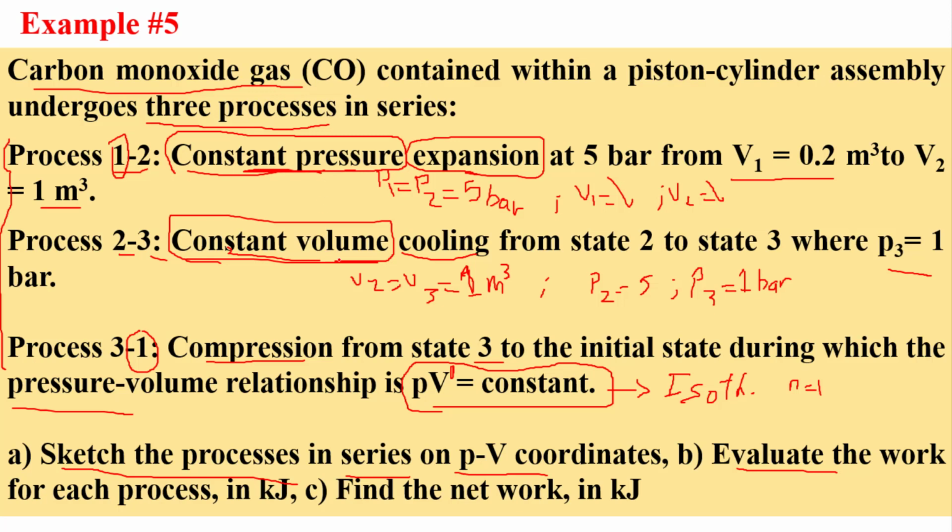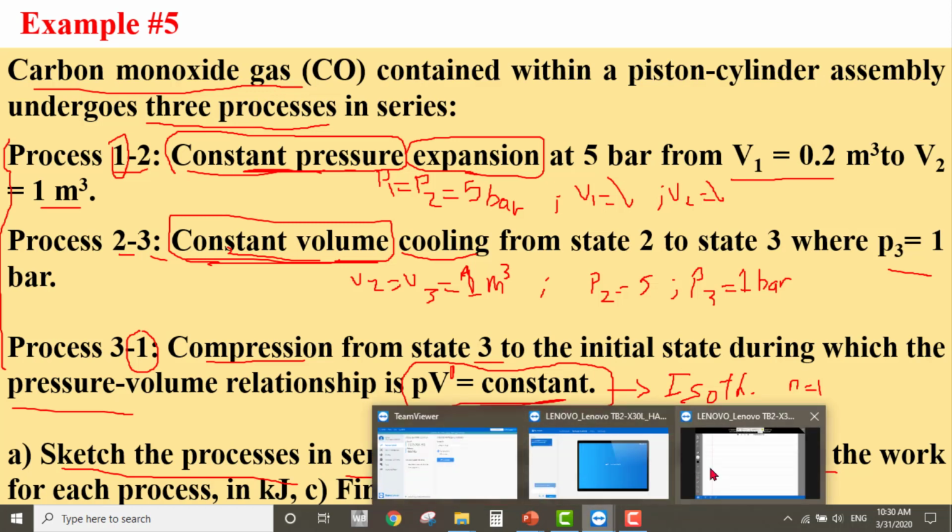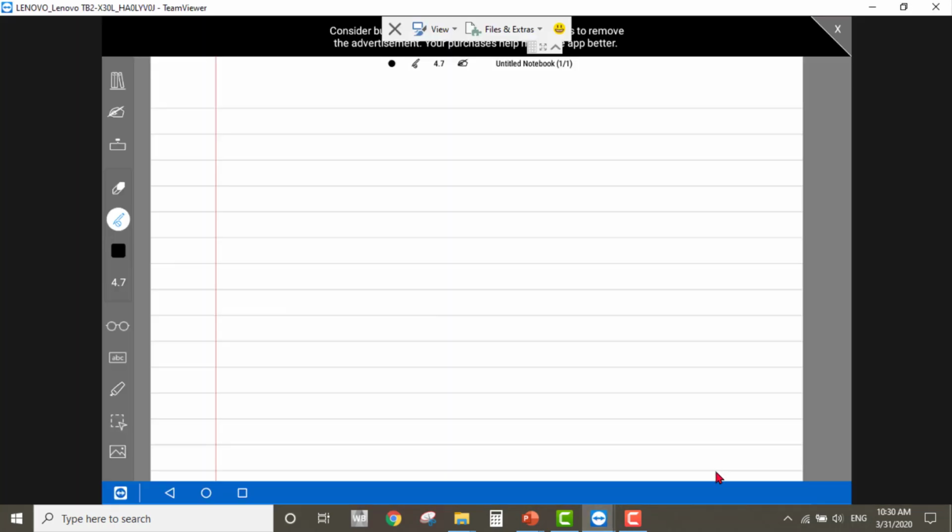Here we have a constant pressure process, here a constant volume process, and here an isothermal process. So there is no need to derive the equation or start from the integration. We can write directly the result of the equation. And at the end find the net work in kilojoules. Now let's move to the solving board, and first of all, let me summarize the states.